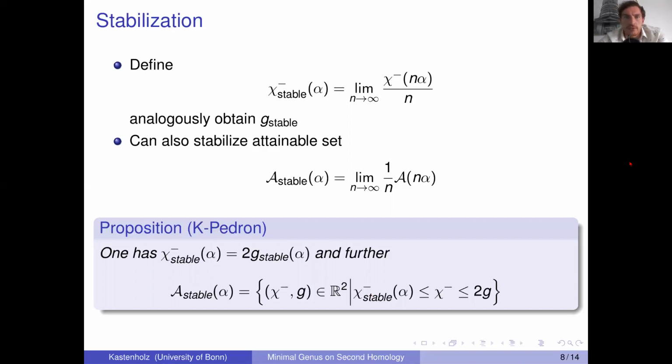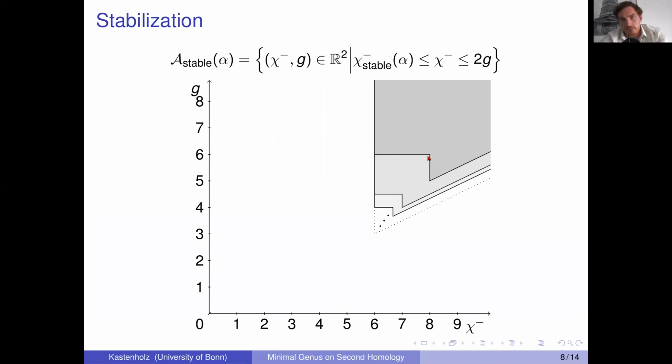the stable chi minus. So what you see here is actually the scaled multiples of the attainable set we had in the previous example for multiples. And then you can see that the attainable sets just move closer and closer to this triangle here. And in the end, it's just going to be this triangle here. So this is similar to how the stable commutator length becomes blind to many subtleties of how you could define the commutator length. So similarly here, all the fine structure just vanishes.